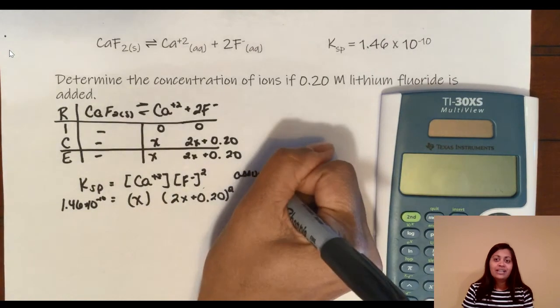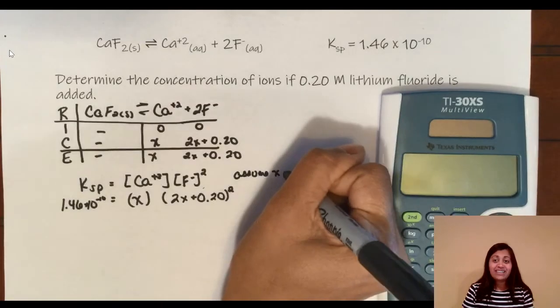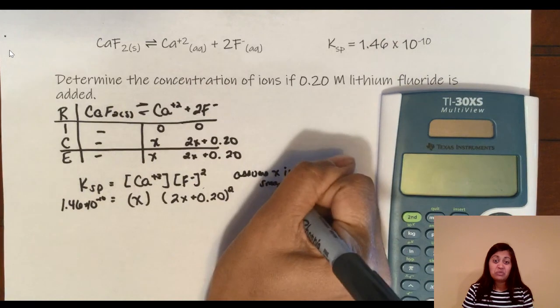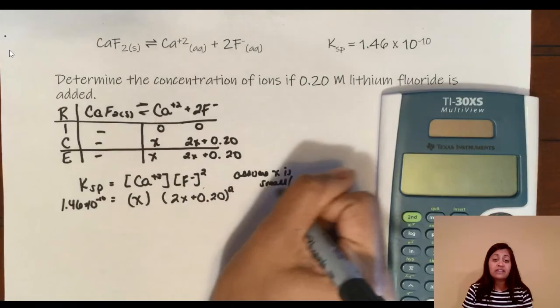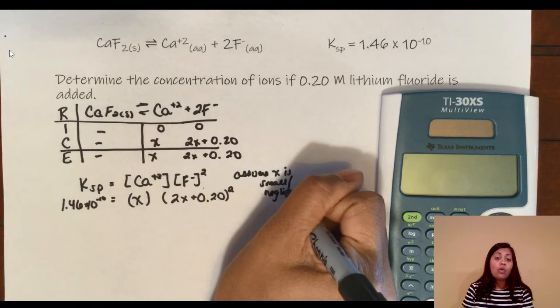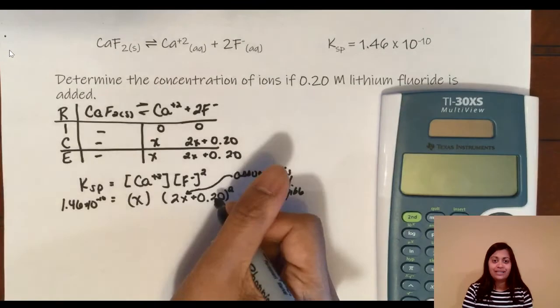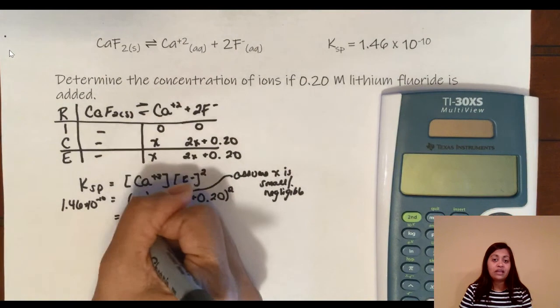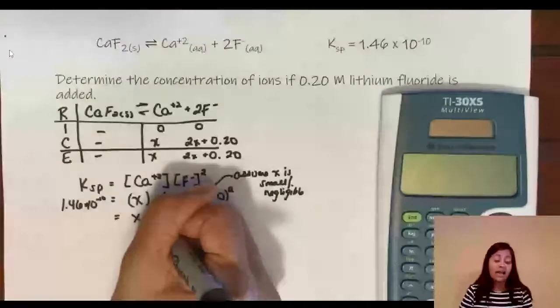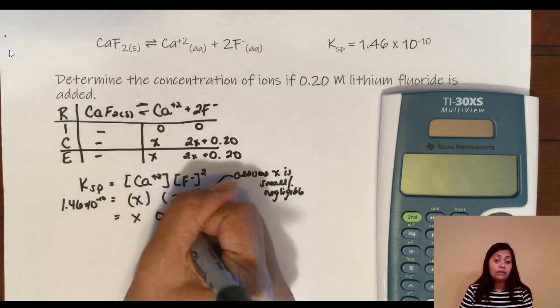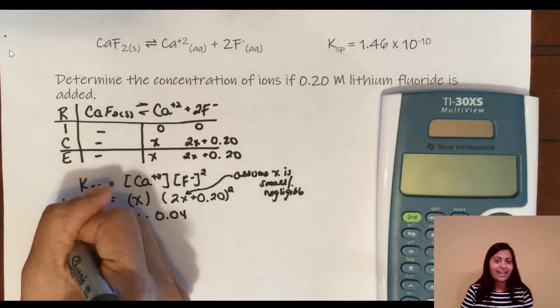So looking at your KSP value, it's times 10 to the negative 10th. It's really, really small. So you can assume that your X is going to be small for your fluorine, or negligible. Again, you have to make sure that you write that. You can't just get rid of it without saying assume X is small or assume X is negligible. It has to be in there. Otherwise, again, you may not get credit for that.